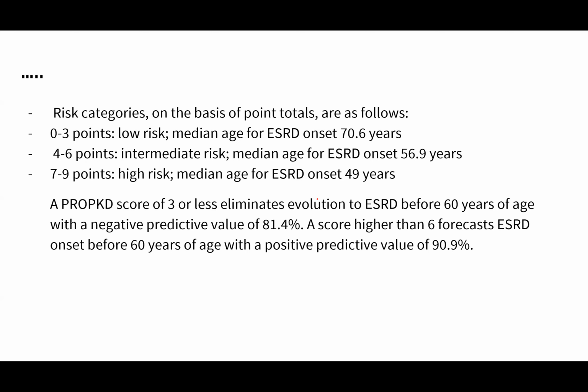Positive predictive value is confirmatory about the occurrence. Negative predictive value is the ability to rule out. So if the person has less than 3 ProPKD score, his chances of getting end-stage renal disease are very low. There is an 81 to 82% chance he does not develop it, and only an 18% chance he may develop it. Whereas if you have a score of 6 or more, there is a 91% chance he will develop it. There is only a 9% chance he will escape. These are the statistical probabilities based on studies.